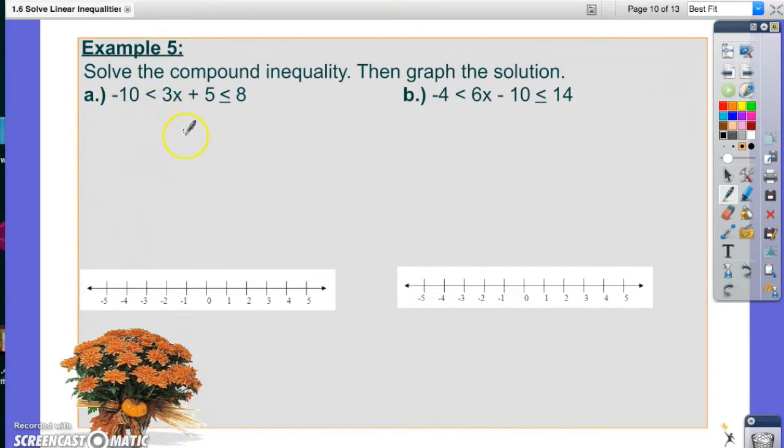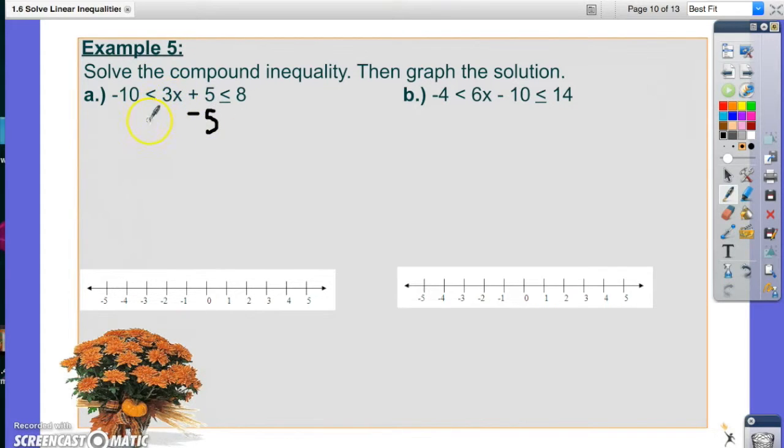Now, first of all, let's practice reading these. So here's how I'd read letter A, so follow along with me. 3x plus 5 is greater than negative 10 and less than or equal to 8. So we focus on the center of it, and you could pretend like this part's gone or this part's gone. We want to see how we get x by itself. So first, in the middle, we have to subtract 5 or transpose negative 5.